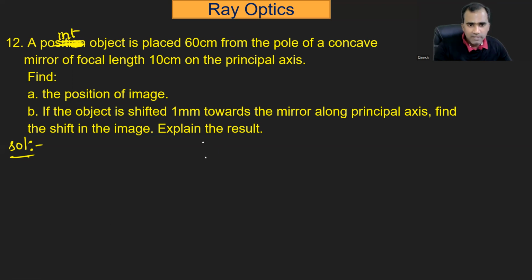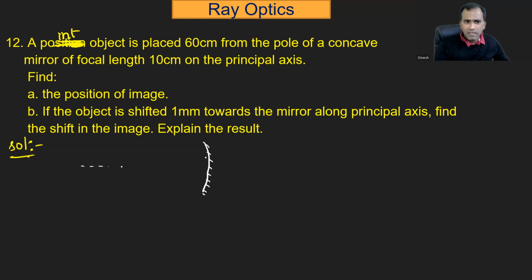Just by looking at the question, you can say it is beyond the center of curvature, or the fourth region, correct? The focal length is only 10 centimeters, and the center of curvature is at a distance of 20 centimeters. Anything beyond 20 centimeters is in the fourth region, or beyond the center of curvature.